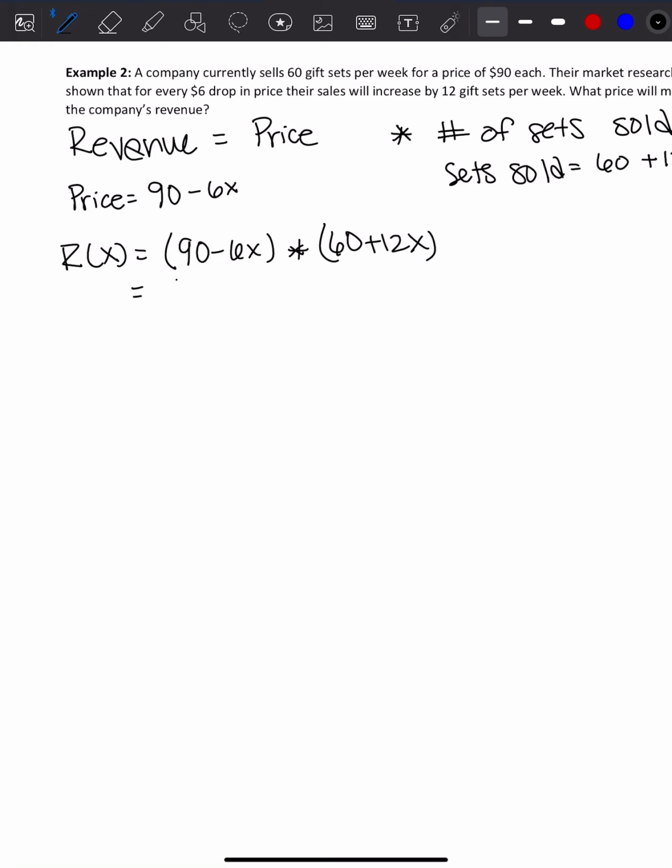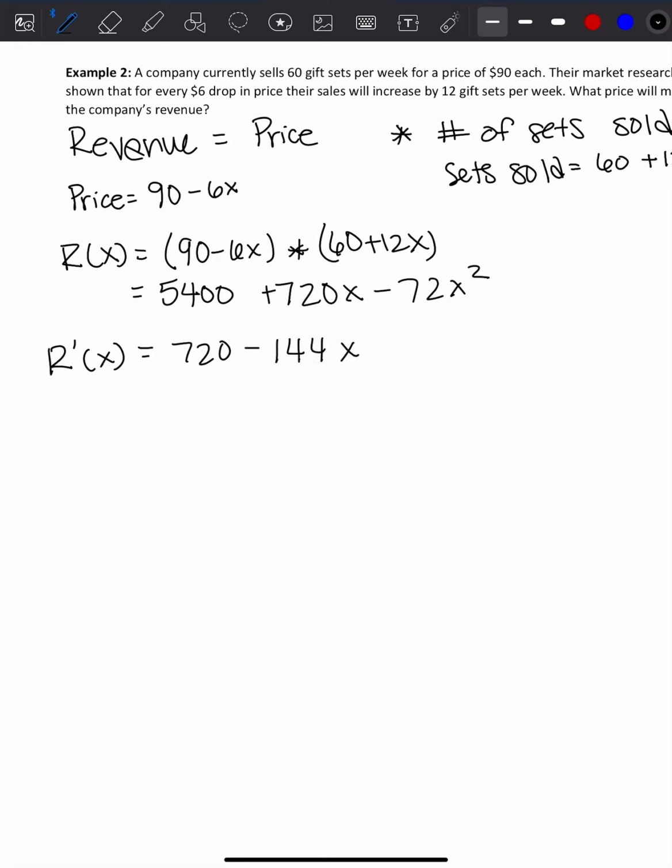So to save us some time, we have 5,400 plus 720x minus 72x squared. Now I want to take the derivative of it. So I have 720 minus 144x. So now I can do this really easily. I'm going to set this equal to 0, and then solve for x. So we have 144x is equal to 720. So x is equal to 5.